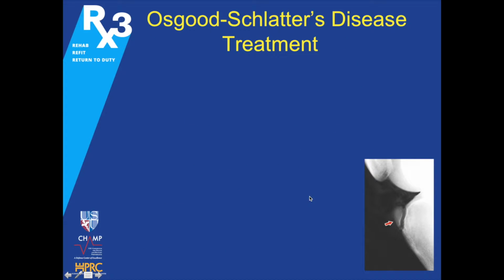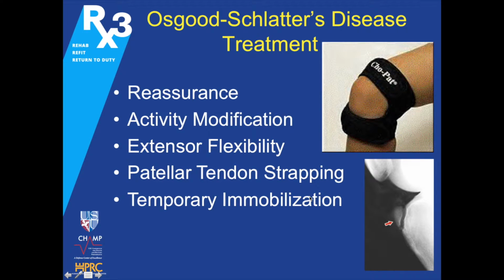What is the treatment for this prototypical adolescent overuse injury? Really, it's reassurance, letting the patient know and the family know that no untoward event has happened. We modify the activity to pain. If there is no pain, then the athlete can play. If there is a little bit of pain, but they're able to perform at a high level, then they can go ahead and compete. And likewise, if the pain is too much, then they need to sit out that practice, that game.